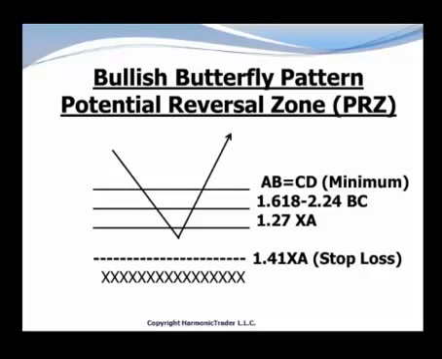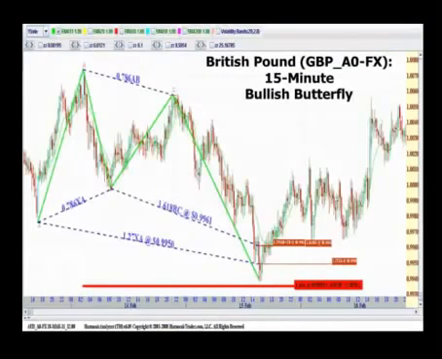But as long as we see the structure reverse in the potential reversal zone or just below it, but does not exceed the 141 XA extension, we have a valid trade opportunity. Here in our first example of the British pound on a 15-minute basis, we see a beautiful structure, and this possesses all of the necessary measurements to define and validate this M-type extension structure, including not exceeding the 141 XA extension.